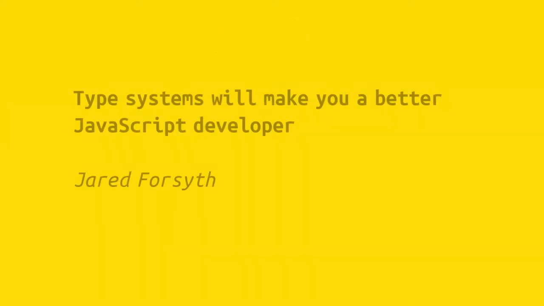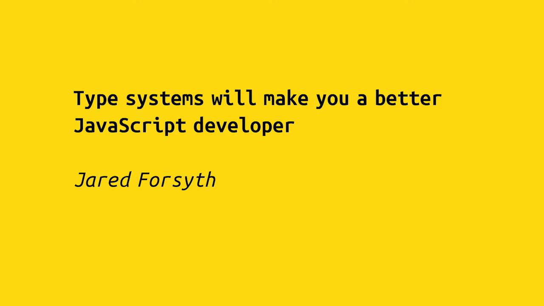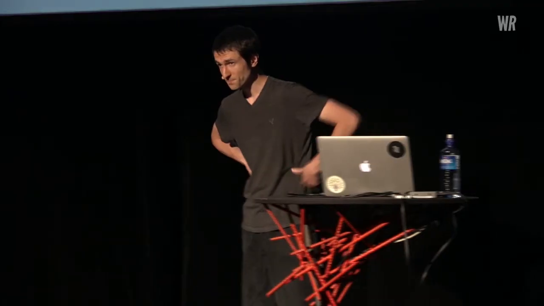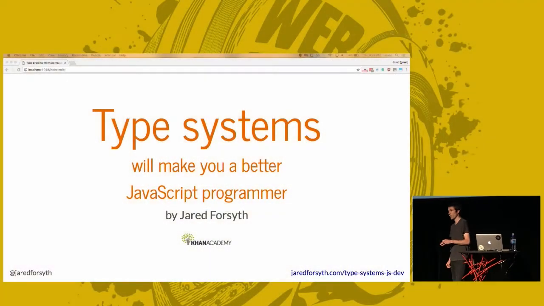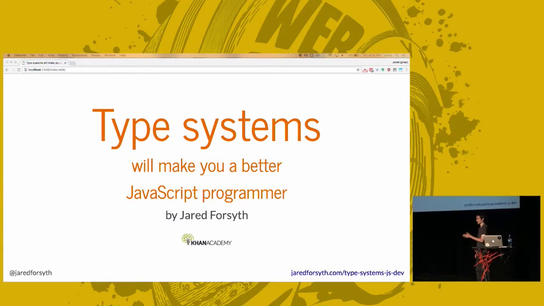So as he said, I'm going to talk about type systems. And I work for Khan Academy, where we're working to build a free world-class education for anyone, anywhere. And I work on the mobile team, which means that I spend a lot of time in Java, Objective-C, and Swift, in addition to doing a bunch of JavaScript.